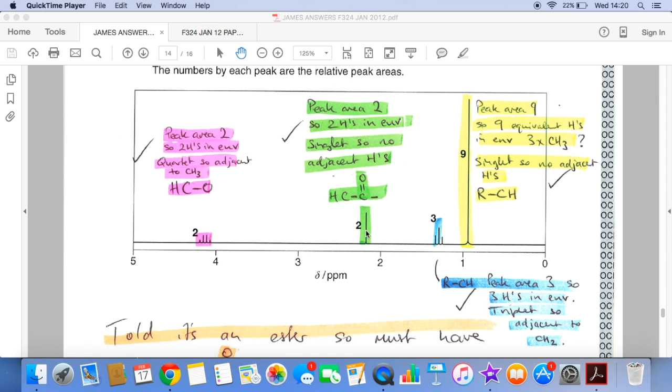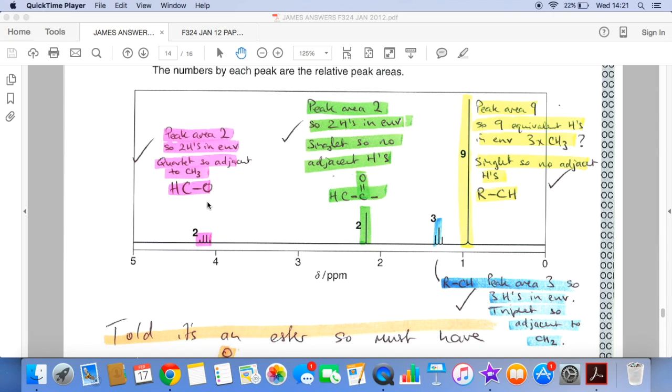So peak area 2, so 2 hydrogens in the environment, so it must be a CH2, and it's a singlet, so there are no adjacent hydrogens. So if you just look at what I've written there, this must be a CH2 group here, and we have no hydrogens within 3 bonds that could split this.